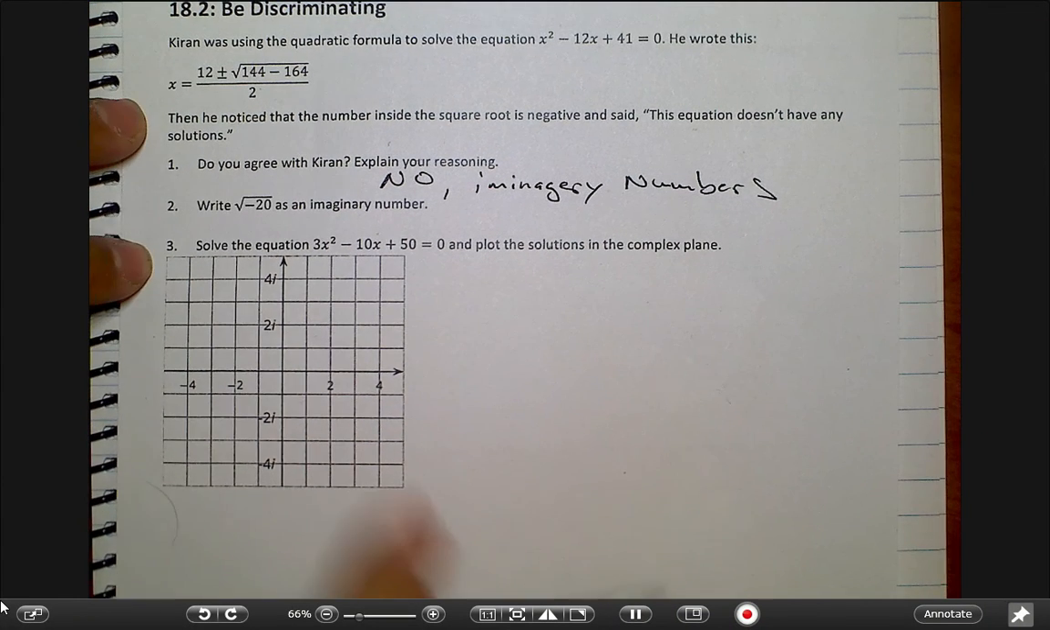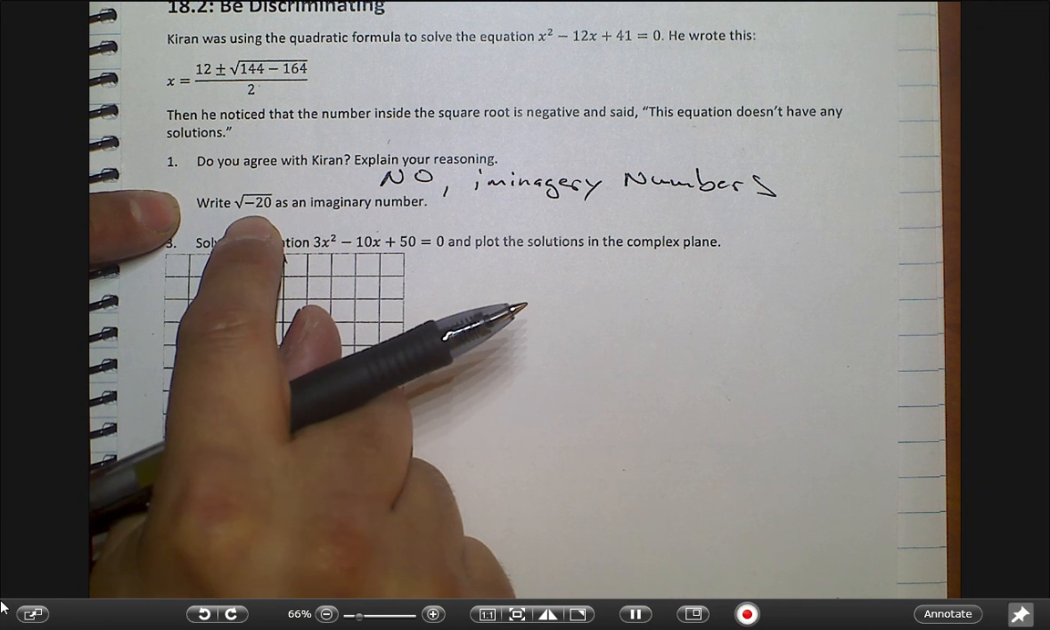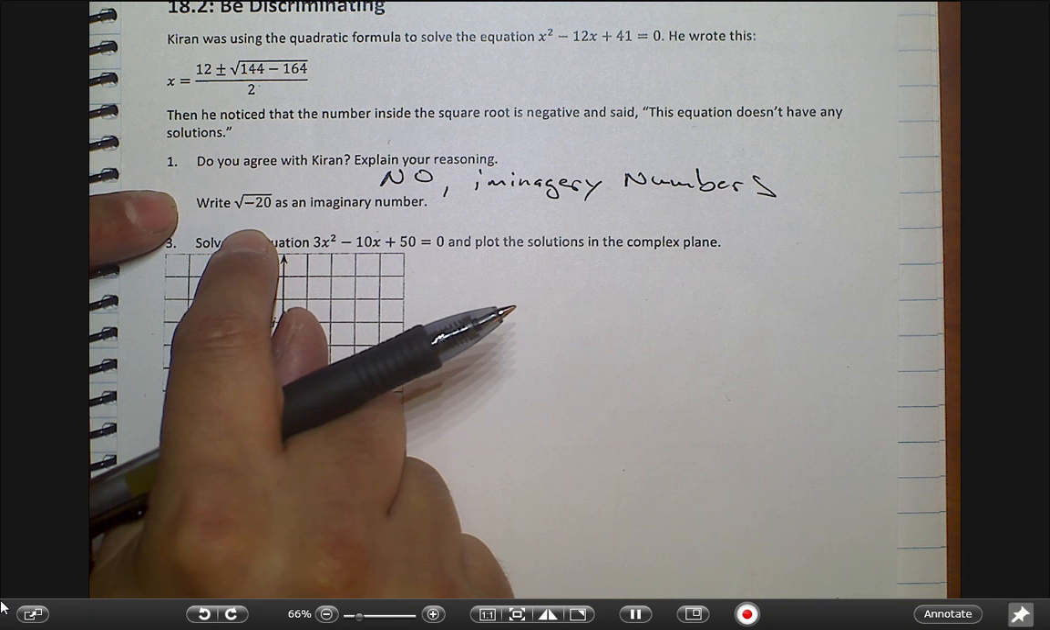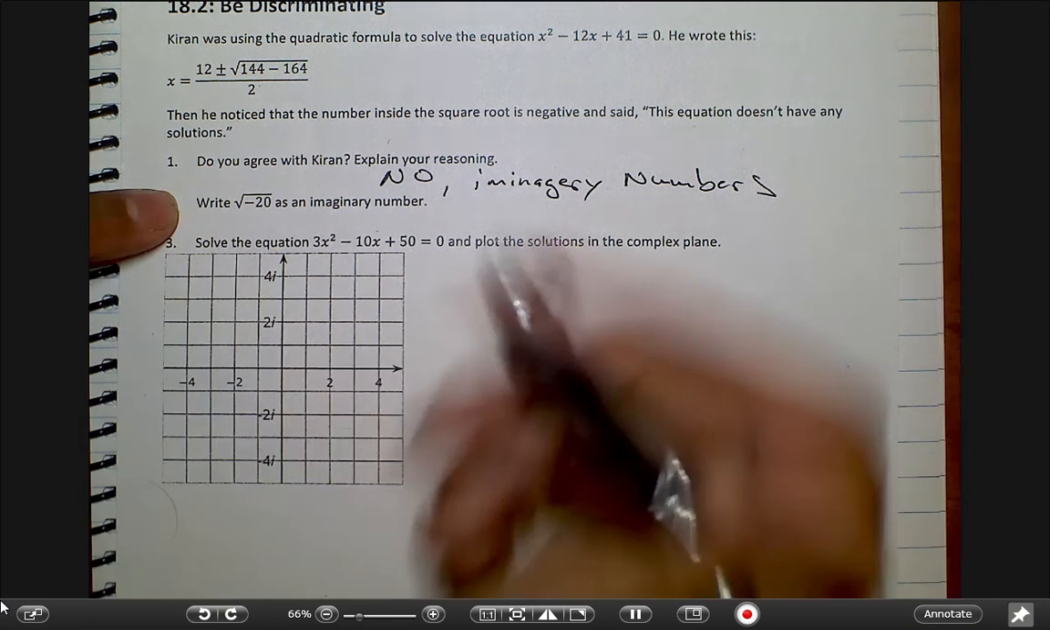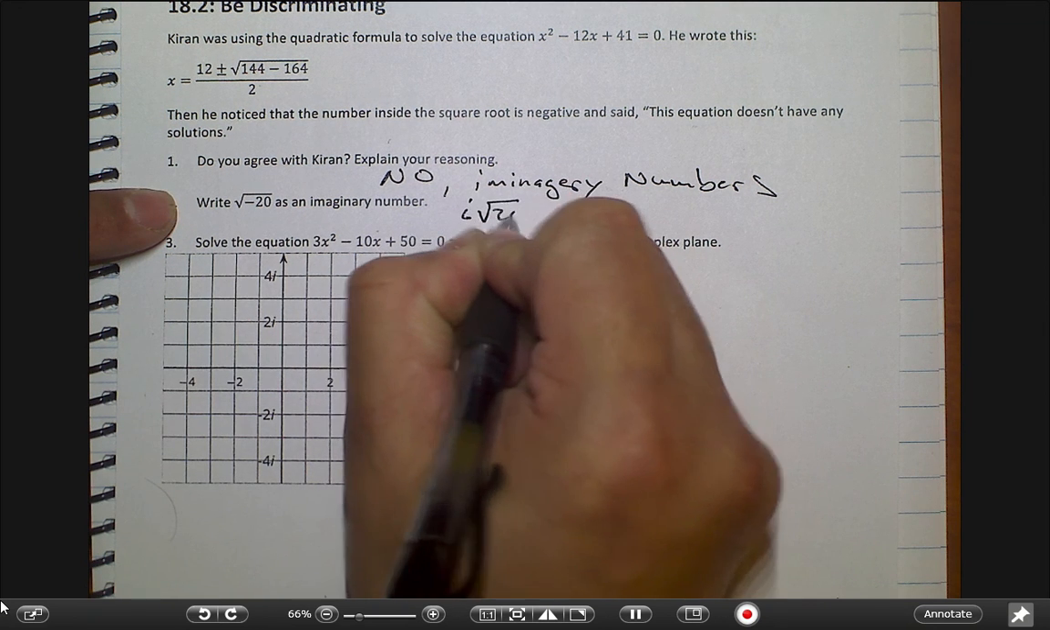All right, and this one is kind of like what we did yesterday. That negative right there is going to come outside the radical. And what am I going to write outside the radical? i. So that's going to give me i square root of 20.